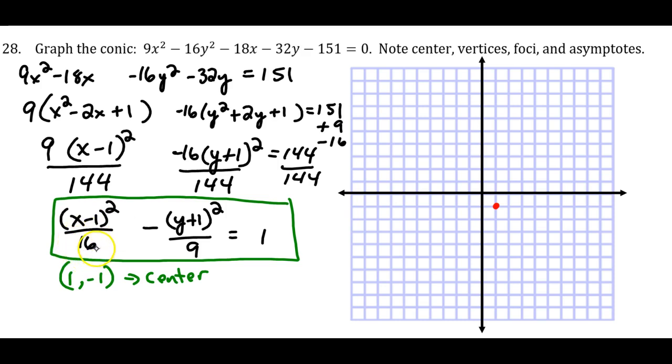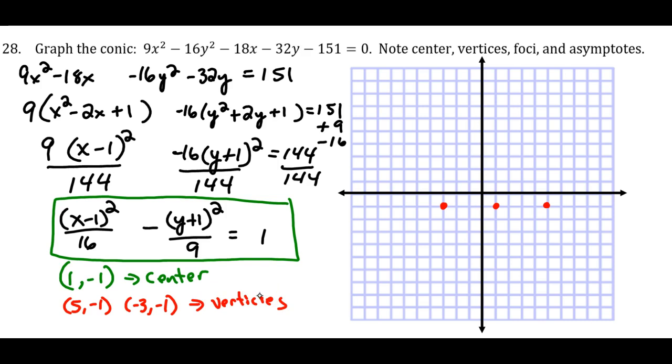And so you know your a value is 4. It's going to be the square root of this number right here. The square root of 16 is 4. So go over 4. 1, 2, 3, 4. And 4 this way, 1, 2, 3, 4, and that's where your vertices are. And so where is this? This is at 5, negative 1, and then at negative 3, negative 1. Those are your vertices.